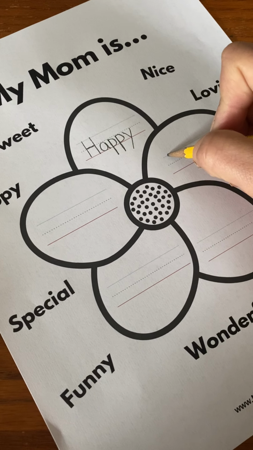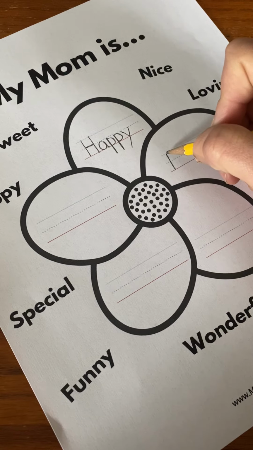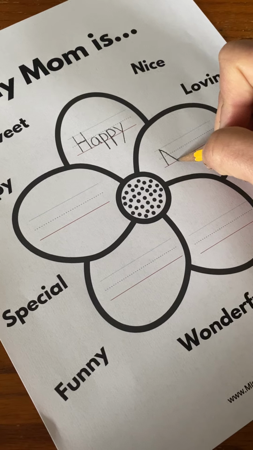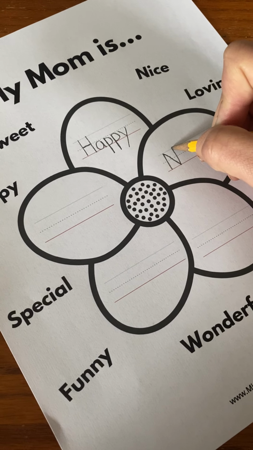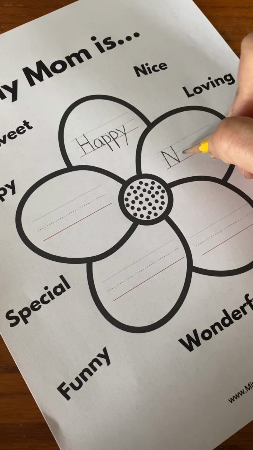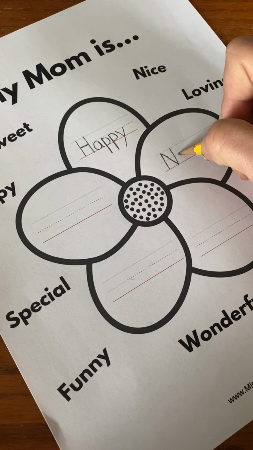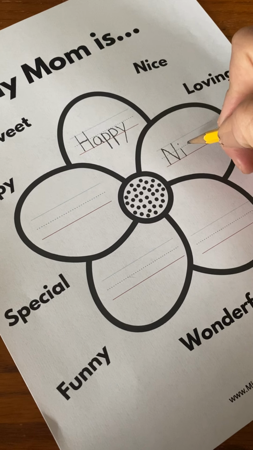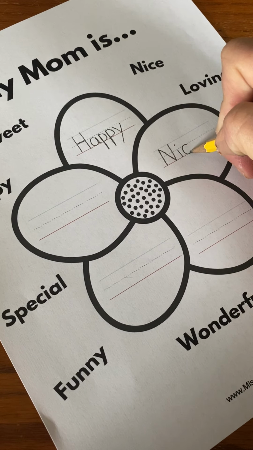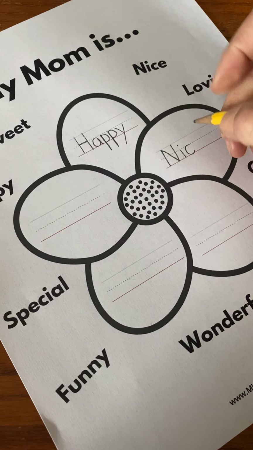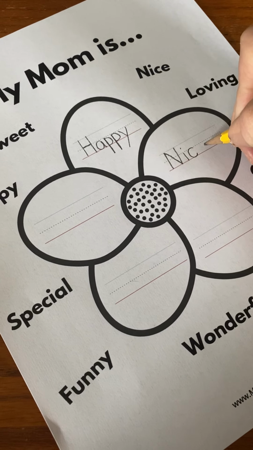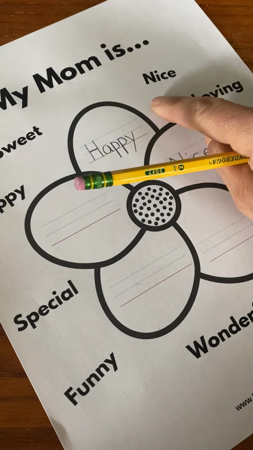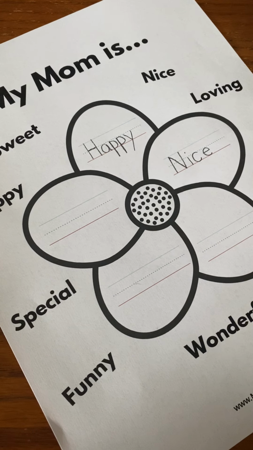The next word I'm going to use is nice. Starting at the top line, big line down, frog jump, big line at a diagonal, and a big line up, uppercase N. Now lowercase i starts at the midline, little line down, and a dot at top. Come around like a C, and the E starts in the middle of the line with a little line out and come around like a C. Nice. My mom is nice.